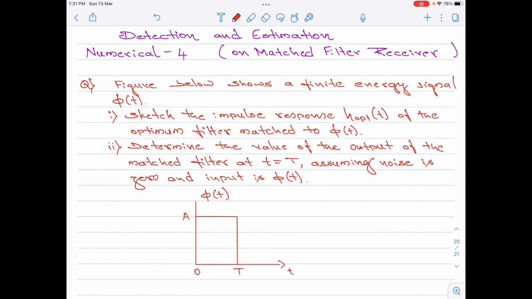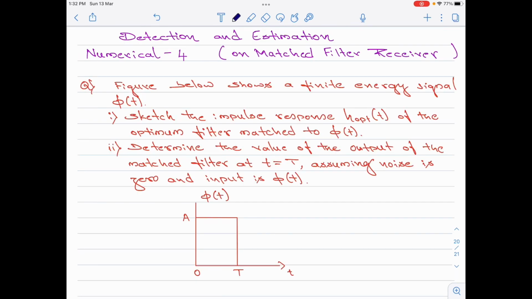Part A of the question says, sketch the impulse response h optimum of t of the optimum filter matched to phi of t. Part B of the numerical says, determine the value of the output of the matched filter at t equals capital T, assuming noise is 0 and input is phi of t. Look at the numerical here. Phi of t is a rectangular function of duration capital T and amplitude A. Let us start with the solution part.